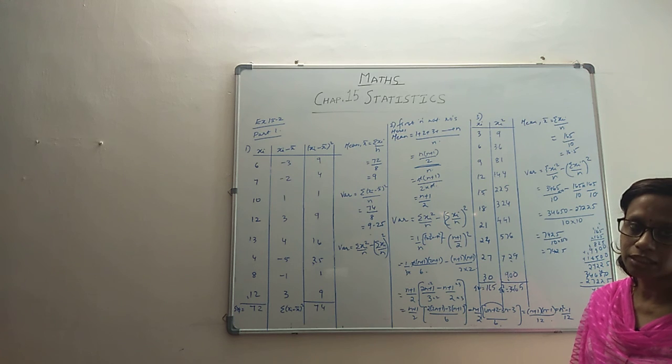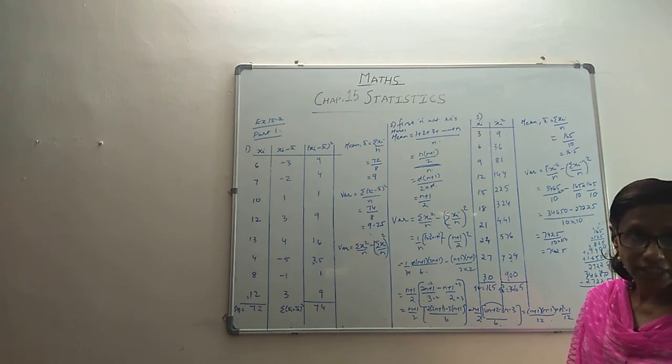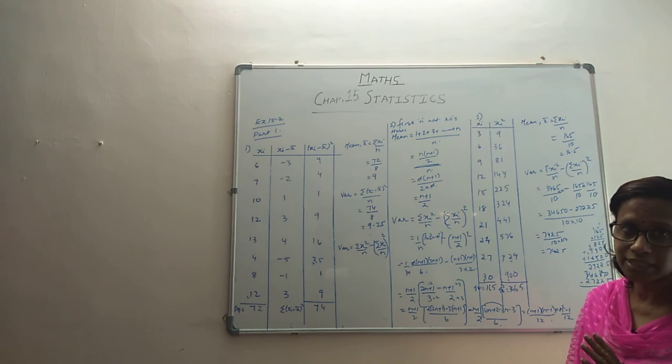So that's how we deal with raw data. We had the raw data and we have found out the mean and variance for the raw data. Next we are going to take discrete data and we will find these things for that also.